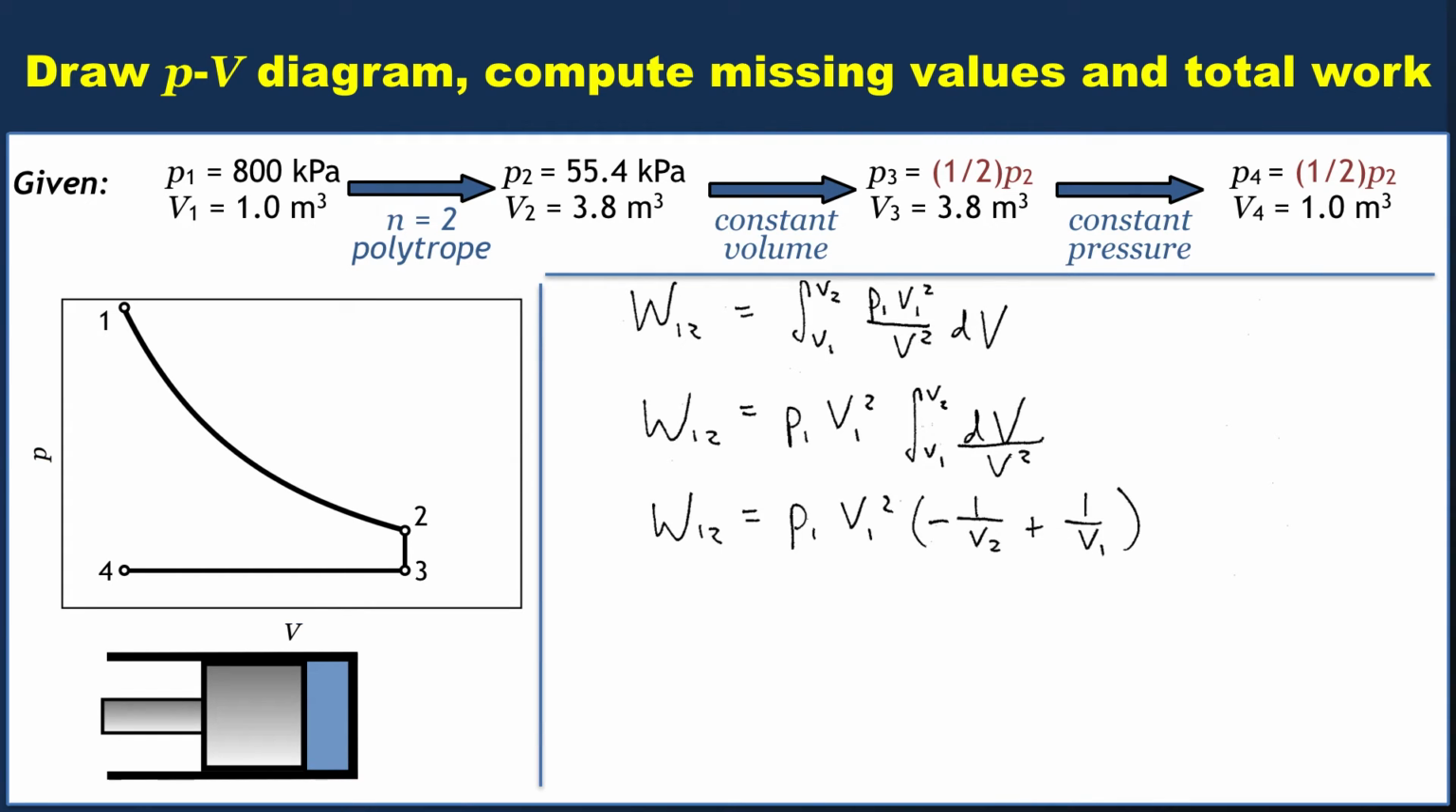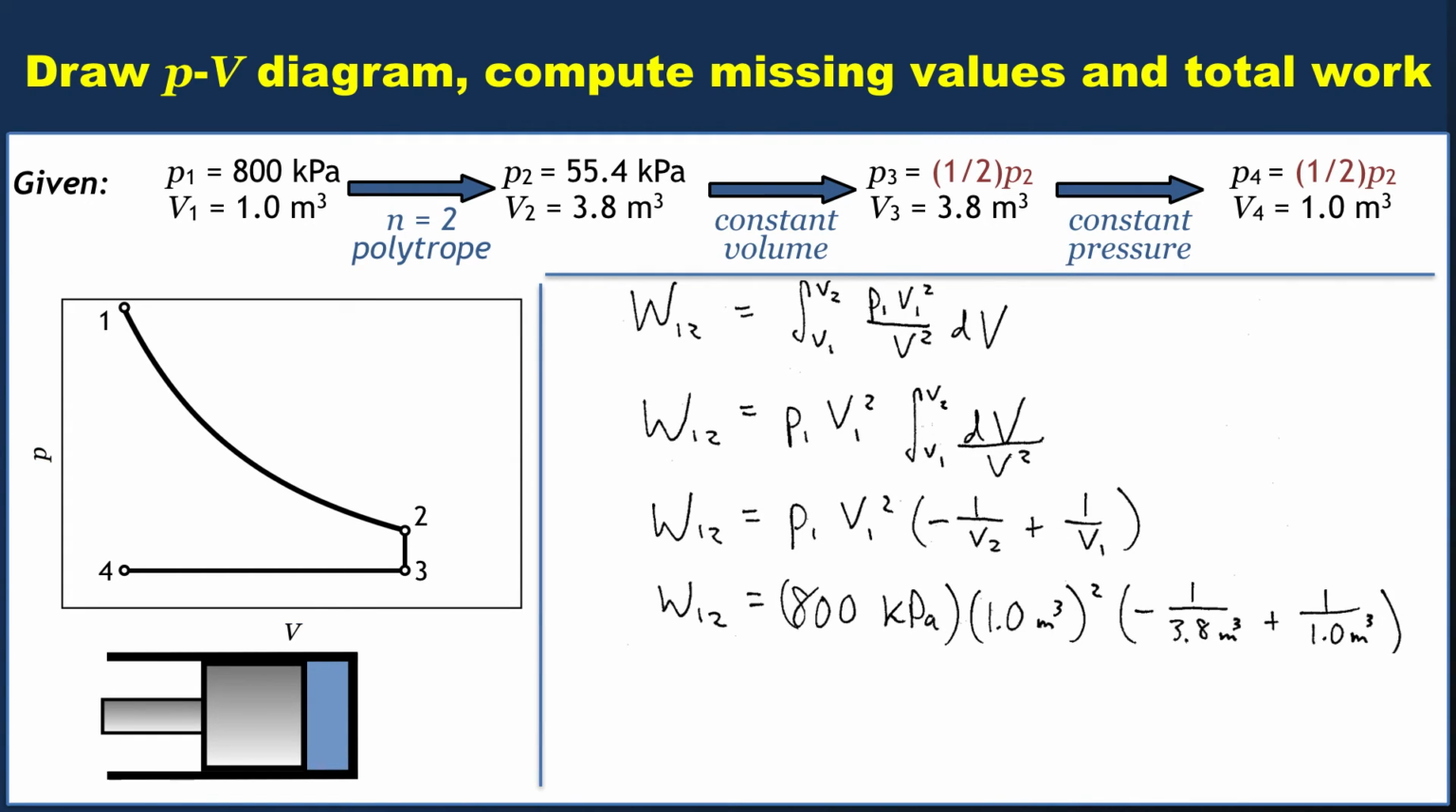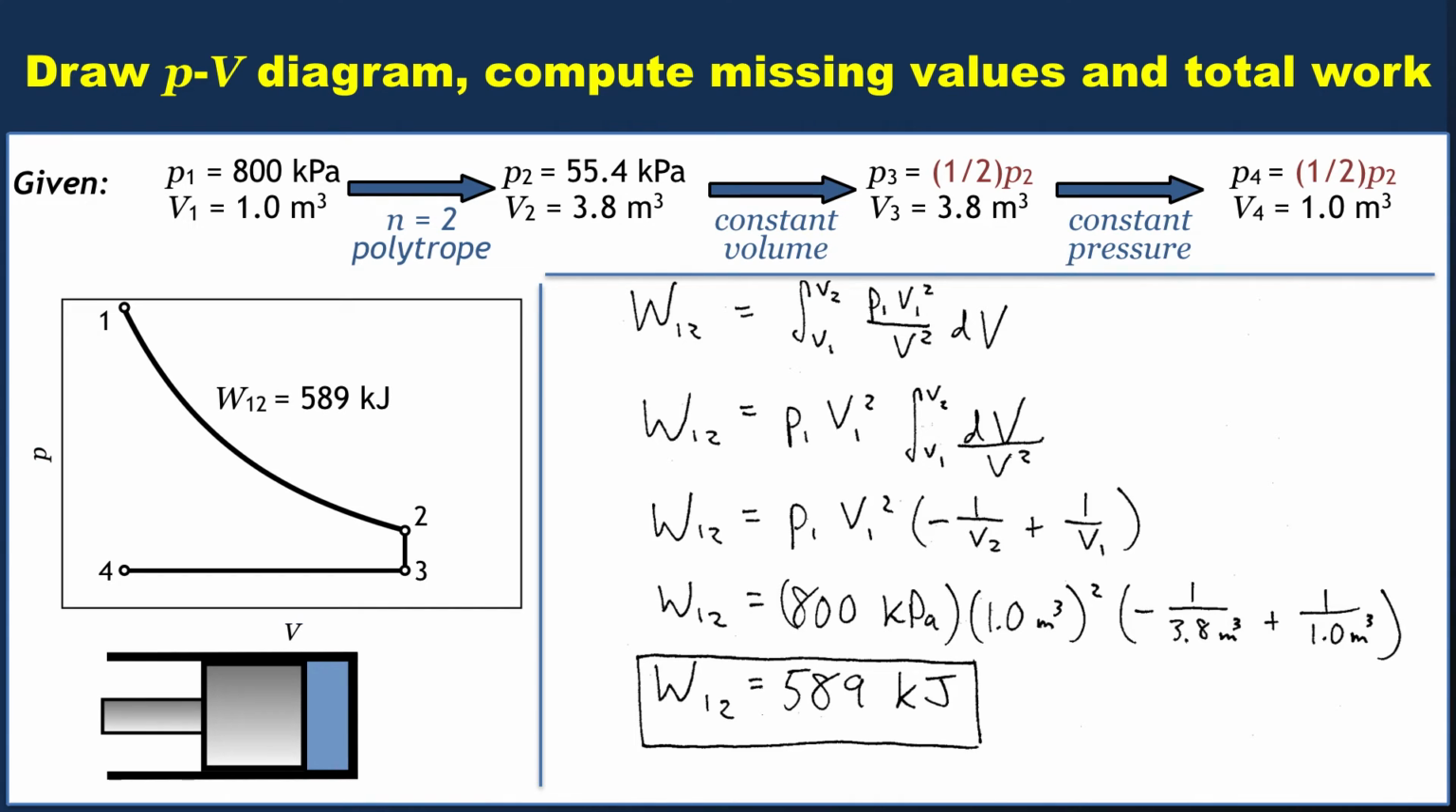So we do that, we plug in the relevant values, and sure enough we get that the work in going from state 1 to state 2 is a positive 589 kilojoules. I'm going to write the work values over here on the PV plot so that later on we can add them and understand what parts of the curve they're associated with. Okay, we've solved two things.